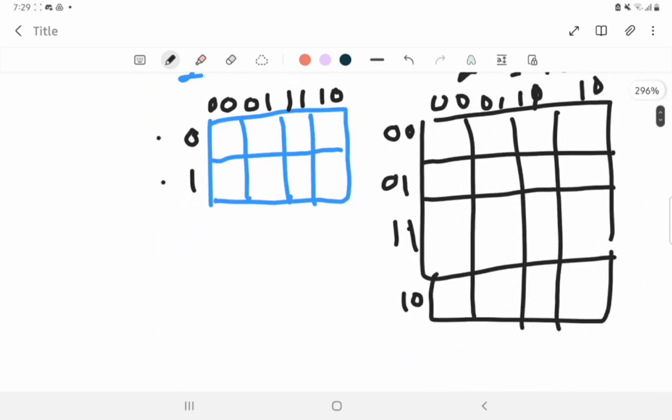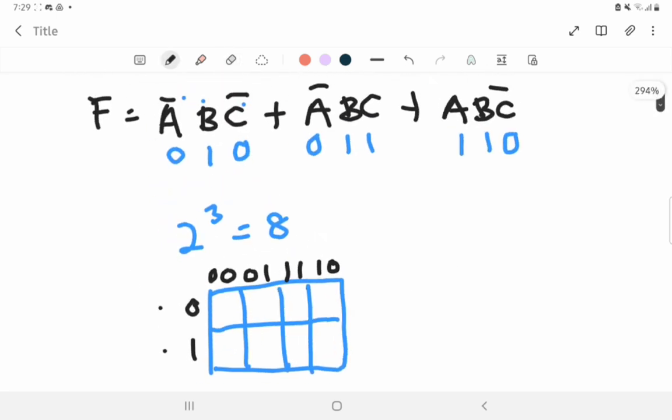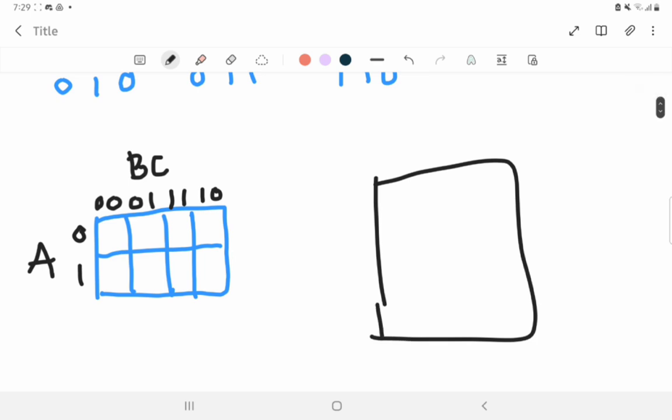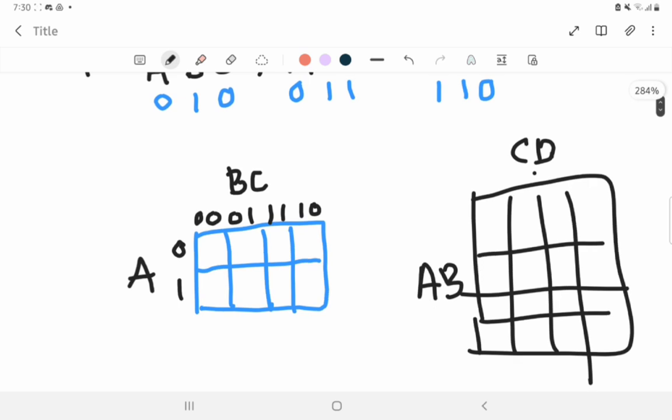So now what do we do? We look at the equation. A not is equal to 0, right? A not is 0, B is 1, C not is 0. So we look from the left-hand side. Okay, I forgot to tell you, the above part is BC and this side is A. If they have 16 boxes, this part is AB and this part is CD. So here there is only one variable at the left, A, and both B and C at the top.